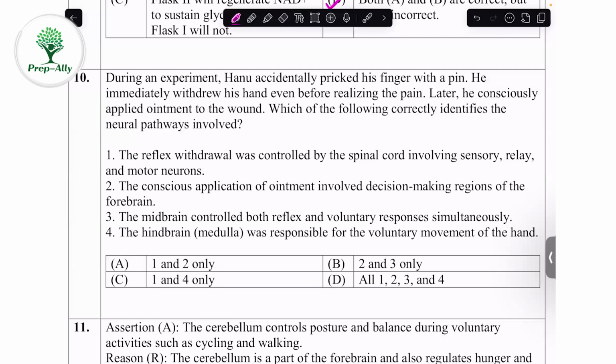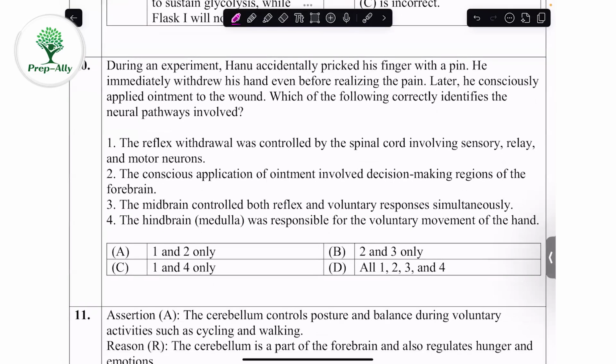Okay, so first we will understand. One student, Hanu, accidentally got pricked. Suddenly, before realizing the pain, he removes his hand. That is nothing but a reflex action, right? And later he consciously applied ointment to the wound. He knows that when some wound happens, we have to apply some ointment. A small baby doesn't know, but a grown-up child will know that when a wound happens, they have to give some medicine to it. That's why he is applying ointment. Consciously means knowingly he is doing that.